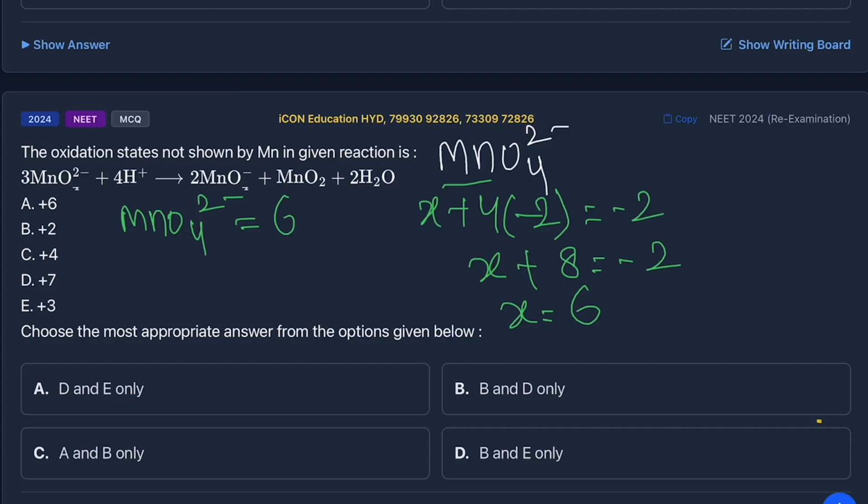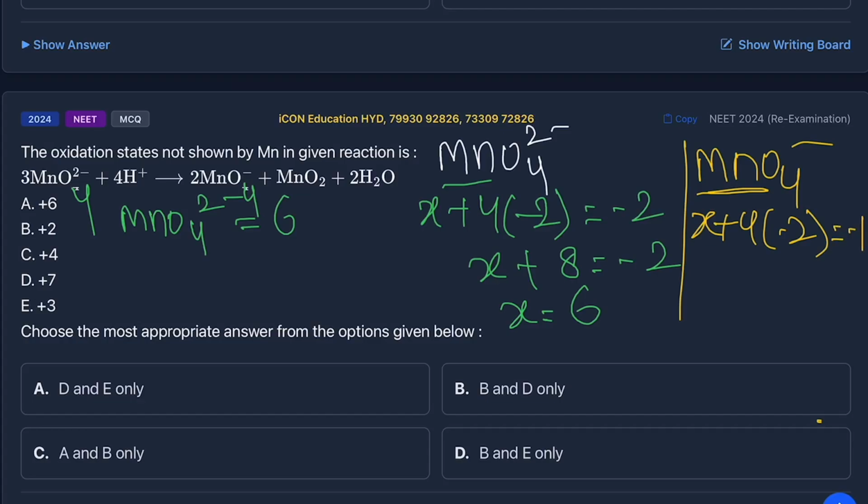Next is MnO4 minus. MnO4 2- is completed, now MnO4-. We have to find the oxidation state for the manganese. x plus 4 into -2 equals -1. So x equals 8 minus 1, which will be +7. So we are getting +7 and we are also getting +6.